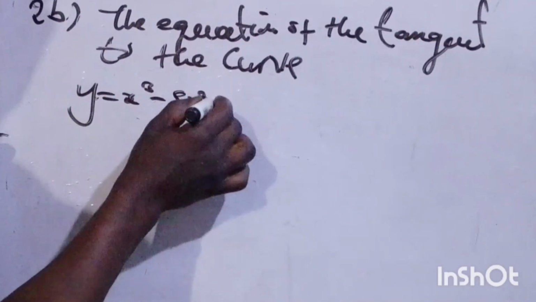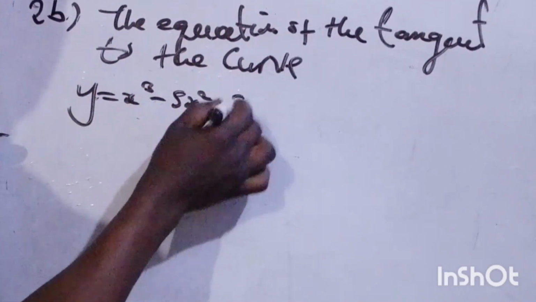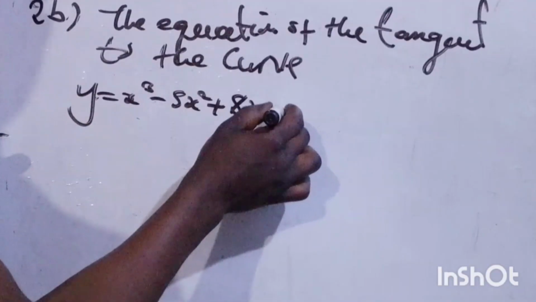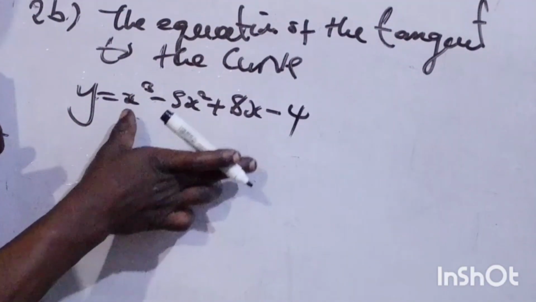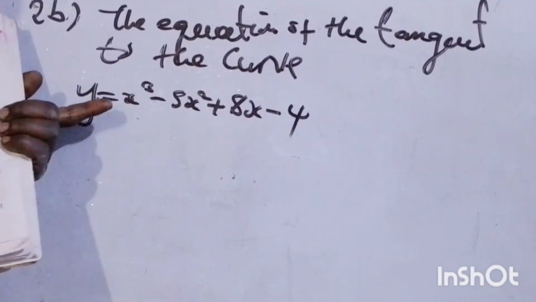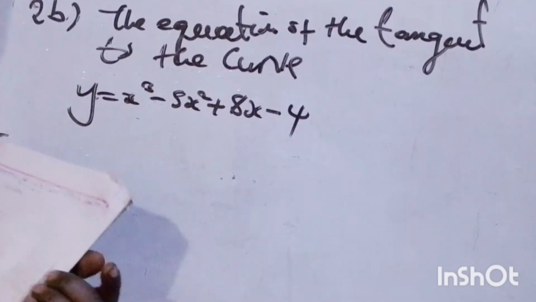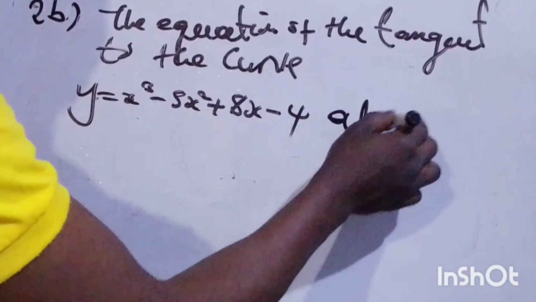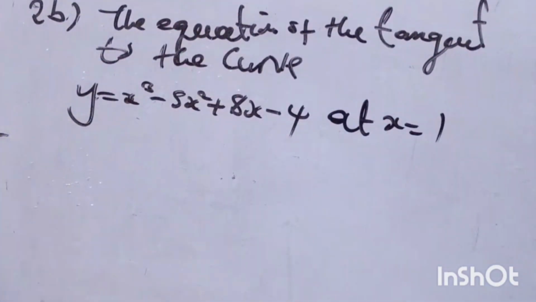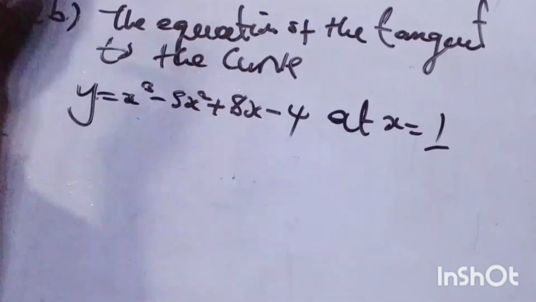5x squared, then plus 8x plus minus 4. So this is a kind of polynomial equation which you have been given. And we are told at x it is equal to 1. So how do we find the equation of the tangent to the curve when you have been given x?